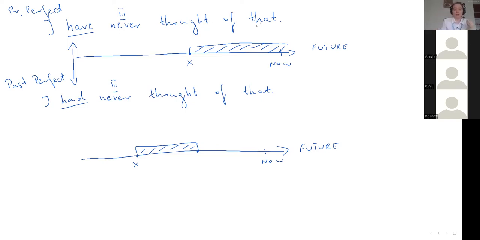Now, when I say that in the past perfect, that would mean that I say it like, let's say, a couple of days later or maybe some years later. And then that would mean that the starting point was the same. That might be the same case. So let's say that this X point is the point where you started learning English. And now you say that you are puzzled because you have never thought of that. And this is happening here.